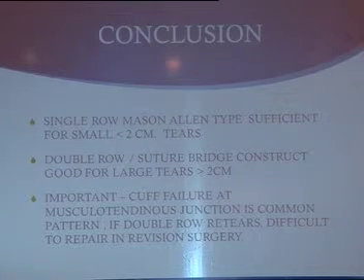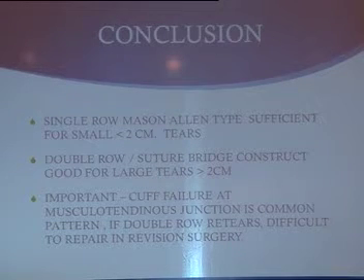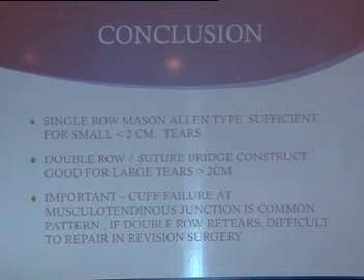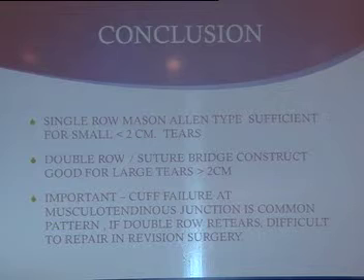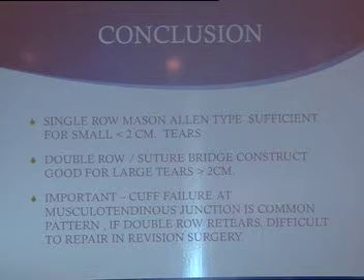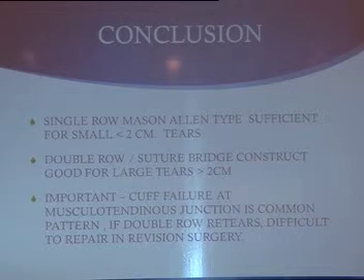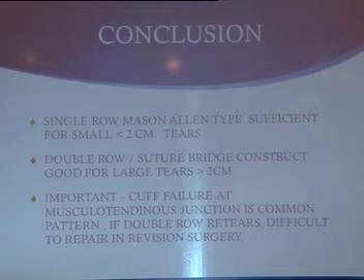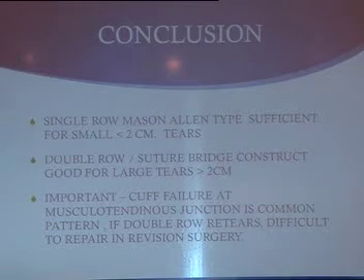The only thing we have to remember is that there is more strain put on the musculotendinous junction in a double row technique, and if a re-tear develops because of the very strong construct at the repair site, the re-tear occurs at the musculotendinous junction, and the repair in these cases is much more difficult than the primary repair.